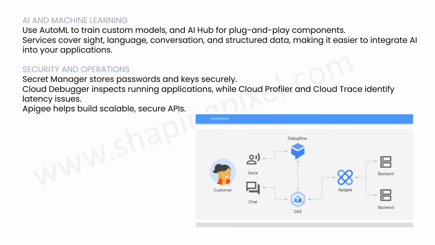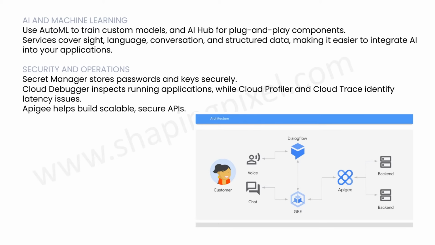Google Cloud excels in AI and machine learning. Use AutoML to train custom models. An AI hub for plug-in and play components. Services cover sight, language, conversation, and structured data, making it easier to integrate AI into your applications.